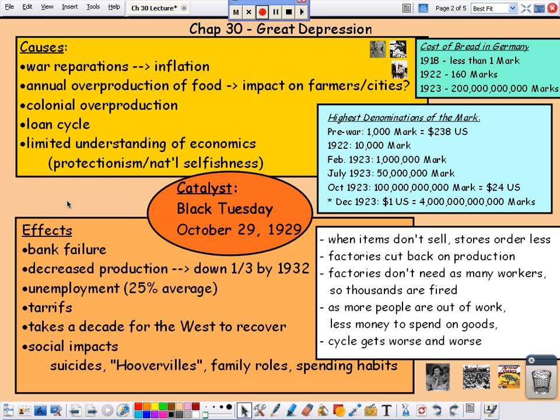You're all fired. We don't need you. We can cut back on an entire shift, because we need to produce less. We need to save money. Well, when all those people are fired, they're not getting a paycheck. So what do they do when they go home?